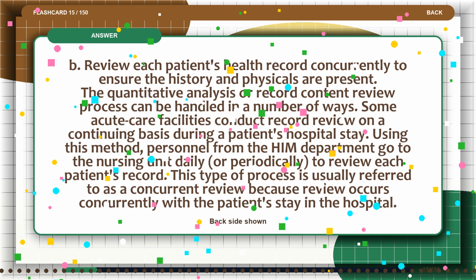The quantitative analysis or record content review process can be handled in a number of ways. Some acute care facilities conduct record review on a continuing basis during a patient's hospital stay. Using this method, personnel from the AHIMA department go to the nursing unit daily or periodically to review each patient's record. This type of process is usually referred to as a concurrent review because review occurs concurrently with the patient's stay in the hospital.